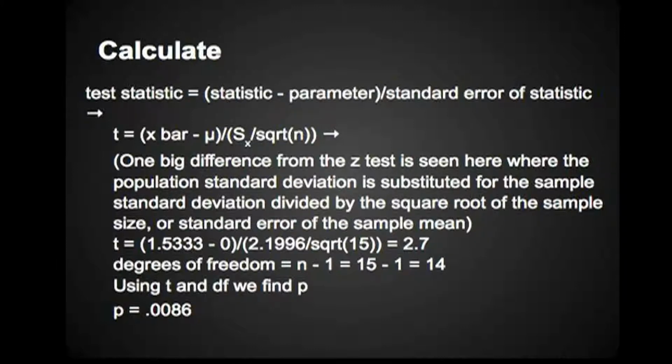Then we calculate the degrees of freedom, which is n minus 1 for a one-sample t-test. 15 minus 1 is 14, so our degrees of freedom is 14. Using the t-statistic and the degrees of freedom that we found, we can find p either using a method on the calculator or using a t-distribution chart. Thus, the p-value is found to be 0.0086, indicating that it is unlikely that the observed statistic occurred by chance.